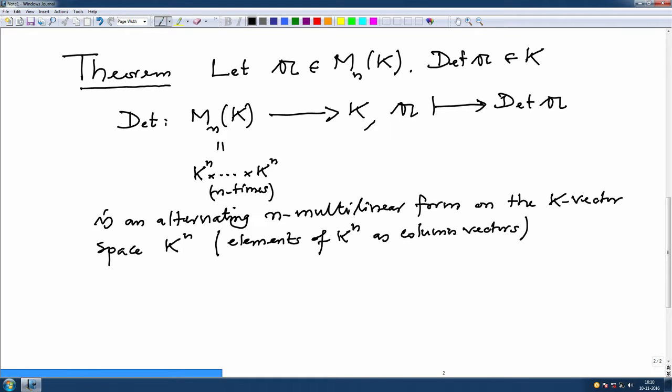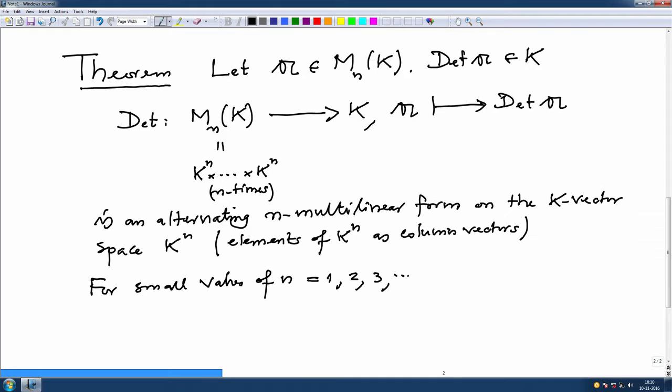Now I want to consider the properties of this alternating map. For example, how do you characterize invertible matrices? How do you find the inverse of invertible matrices? Also, whether this determinant map is product preserving, and properties like this. Before I continue, I just want to mention that for small values of n, namely n equal to 1, 2, 3, what we define is the usual definition of the determinant that one learns in school.